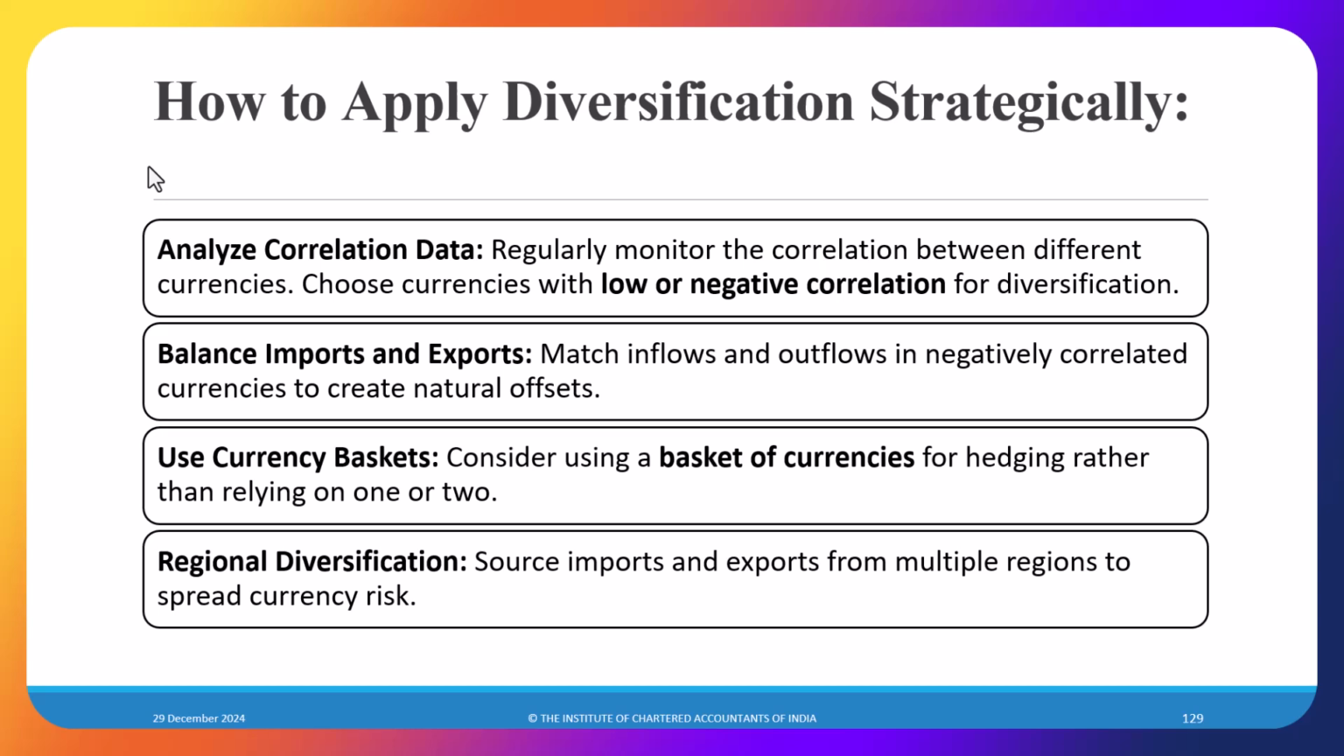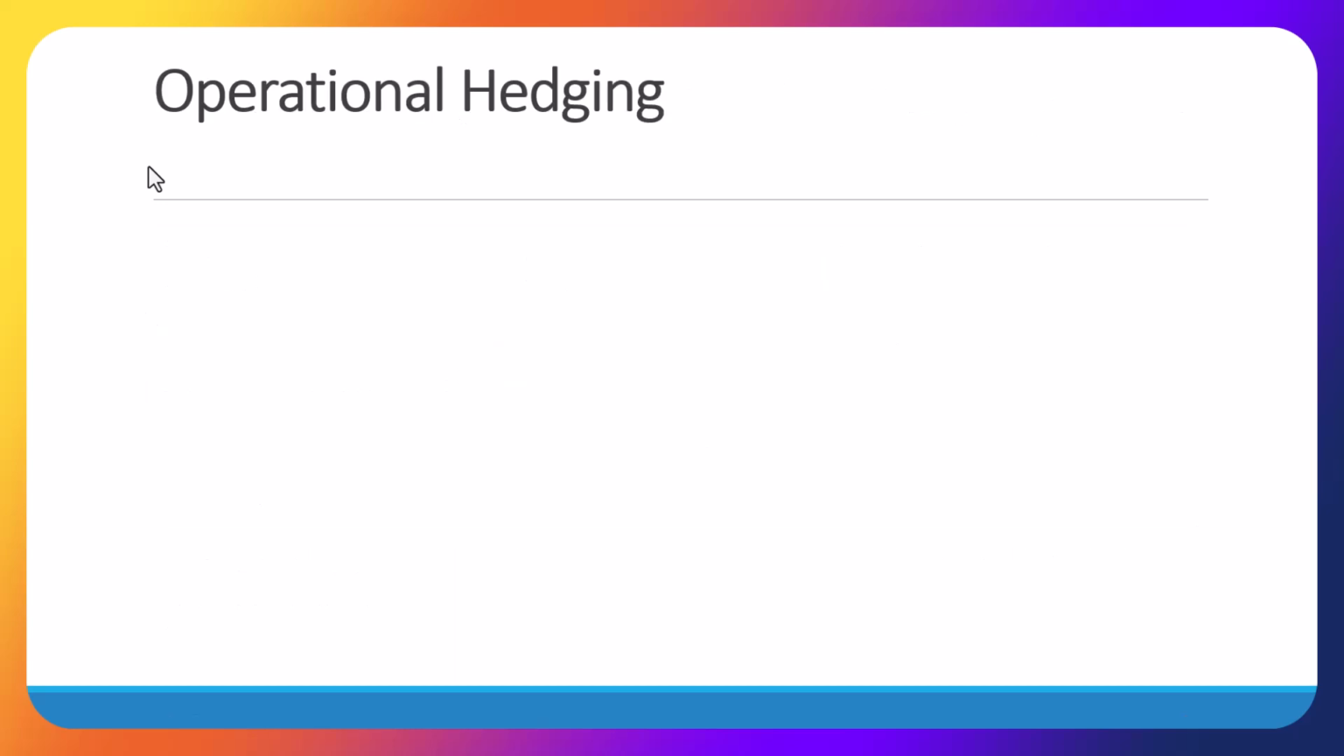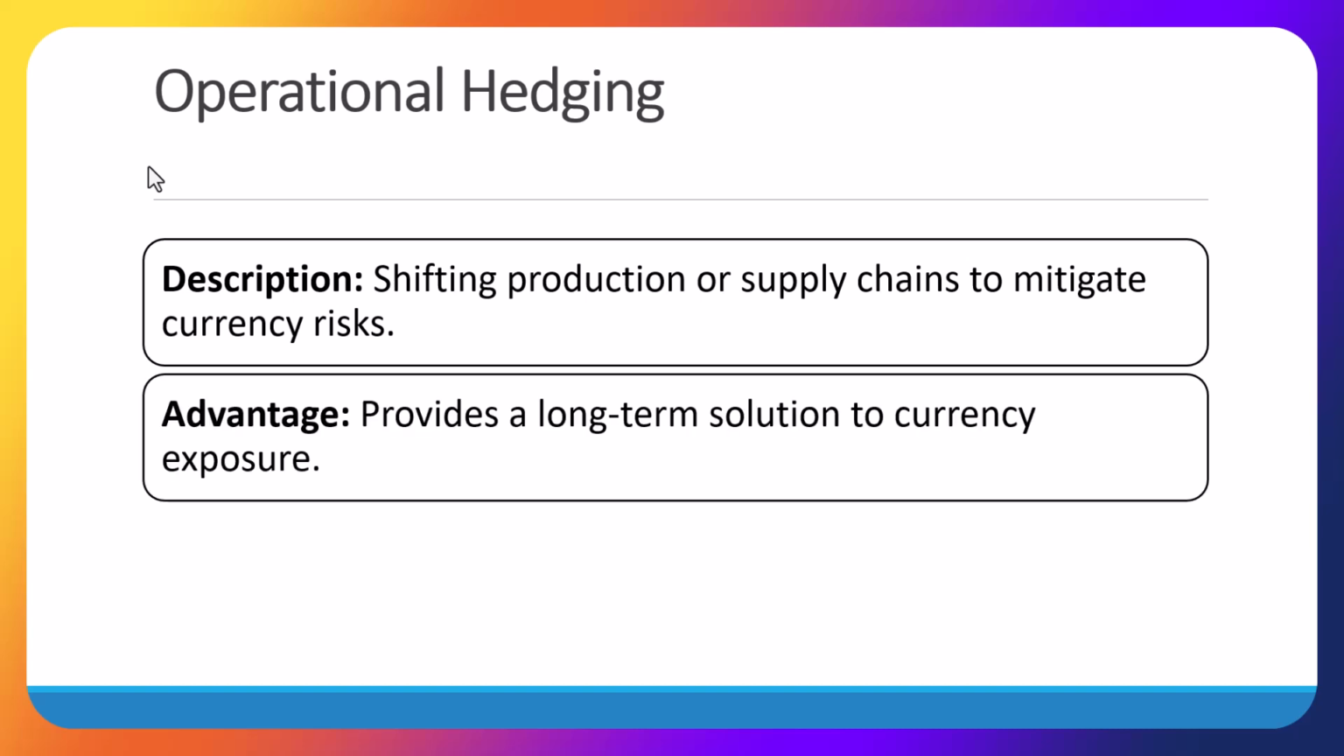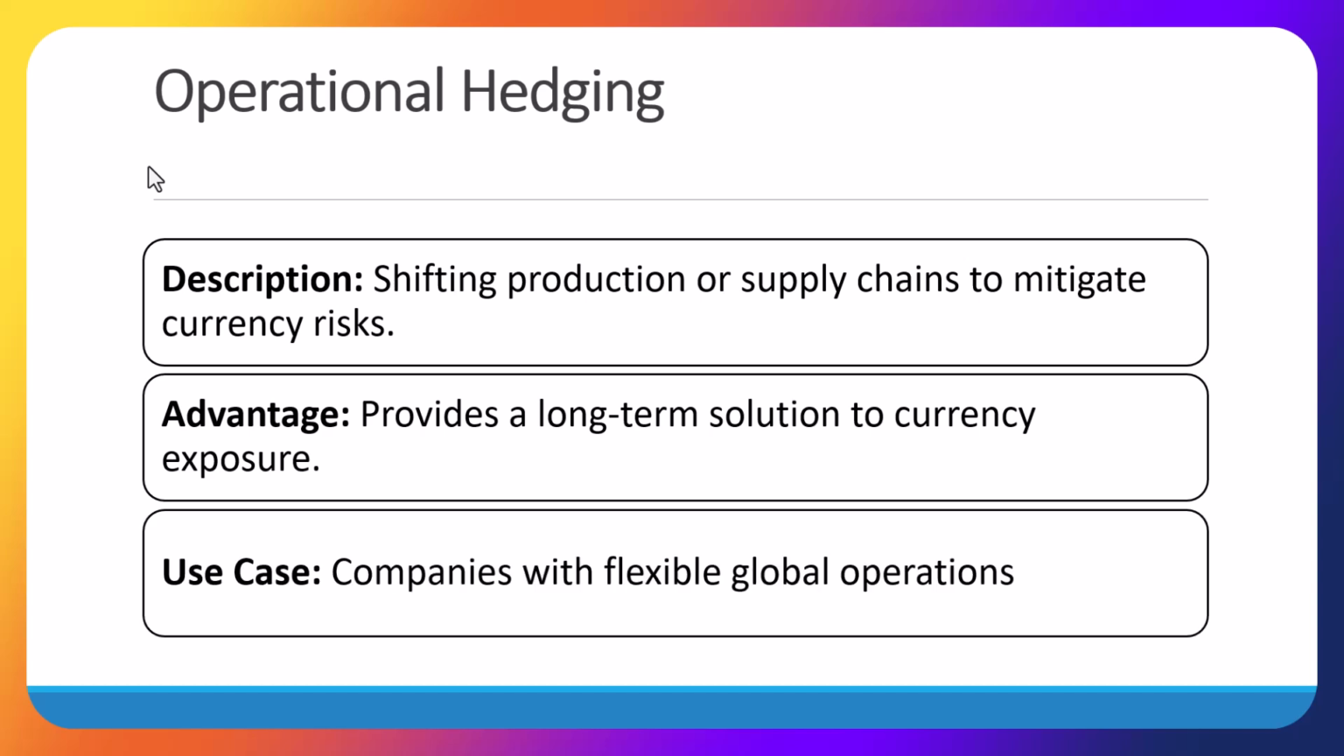Okay. Now we come to another topic which is called operational hedging, which we have already learned a little bit in the process. Shifting production and supply chains to mitigate the currency risk, like Toyota did. Advantage: it provides a long-term solution to currency exposure. Use case: companies with flexible global operations can do it very easily.